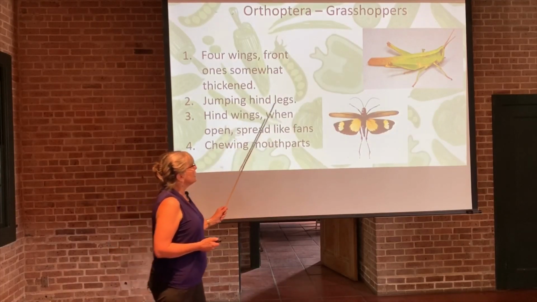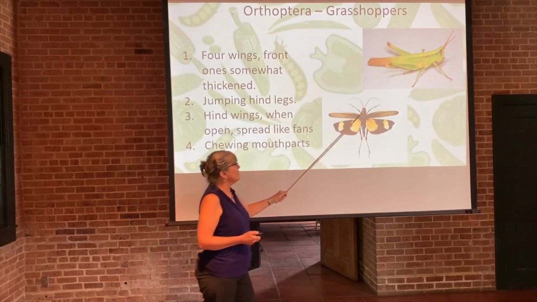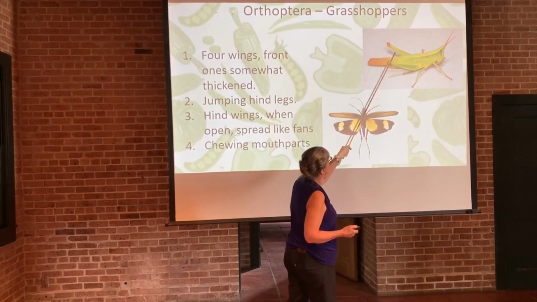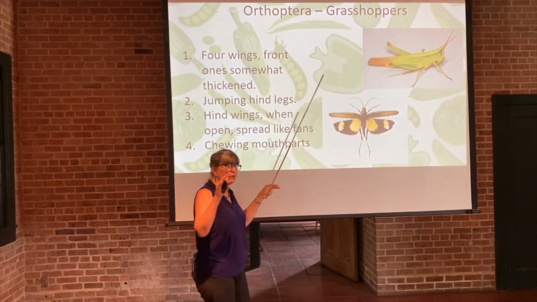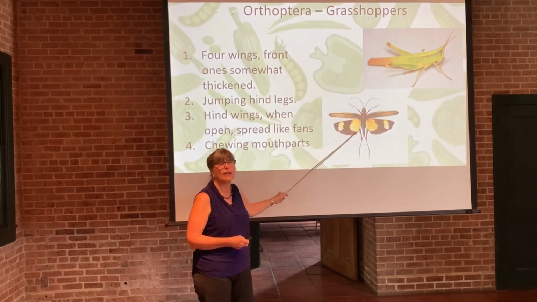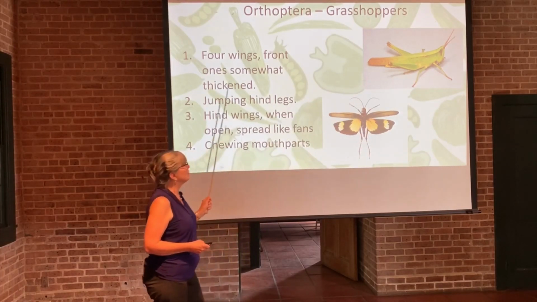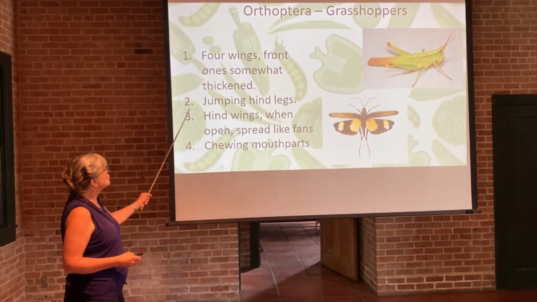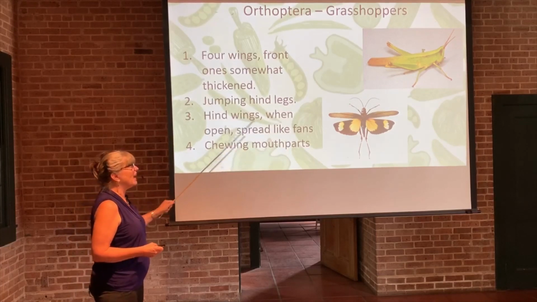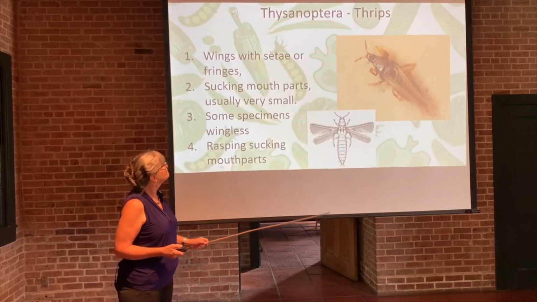Orthoptera. Here's a grasshopper. If you've never seen it before, a grasshopper has a pair of wings that you can see, but when they fly or jump and try to move from one place to another, they'll often unfold a fan-like wing that's underneath, that you'd never know just from watching a grasshopper move around. They have jumping hind legs, and this hind wing opens up kind of like a fan. And they also have chewing mouth parts.